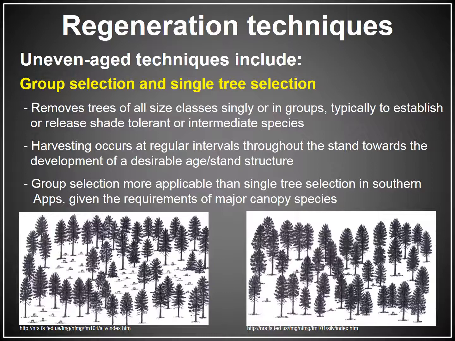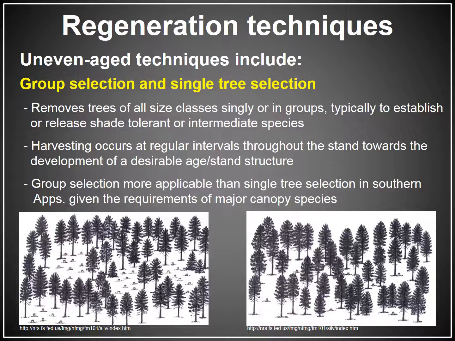This is established by harvesting a certain number of trees from each age or each size class every entry, as determined by the chosen cutting cycle. That could be 15 years, 10 years, 20 years. The idea is that you are thinning the younger age classes and regenerating the portions of the stand that are older by removing mature trees as well.